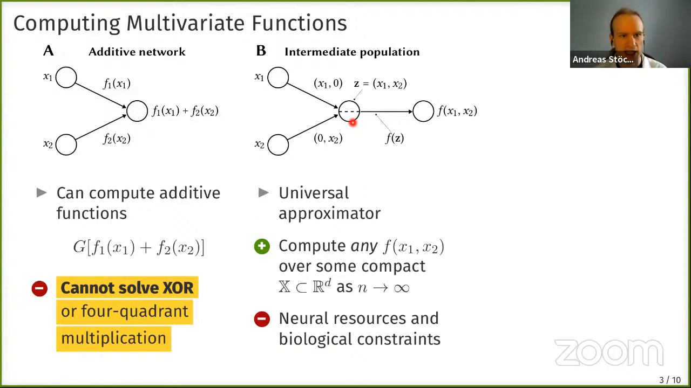To actually obtain a universal function approximator that can do this, we need to introduce an intermediate neuron population that represents both x1 and x2, and then we can decode from the neural activities of this population a function f of z that could, for example, be the product between x1 and x2. But of course, the problem here is our goal, as I mentioned in the beginning, is to model neurobiological systems, and this might not be the connectivity that we find in the brain circuit that we'd like to model.